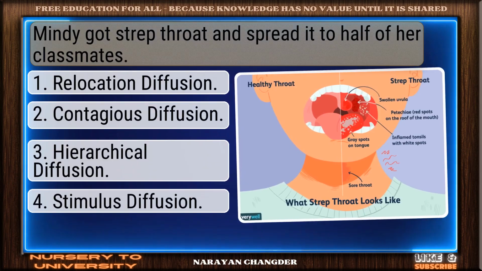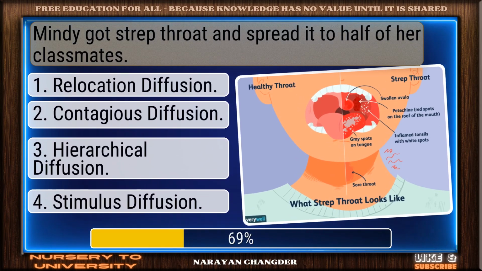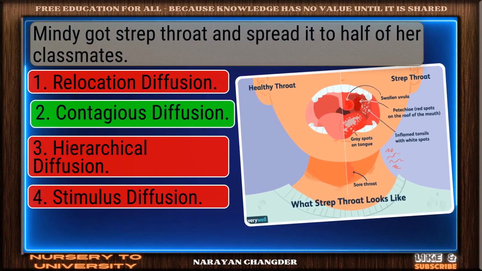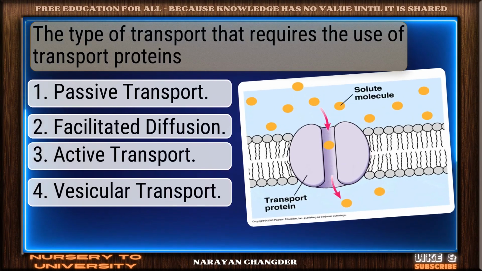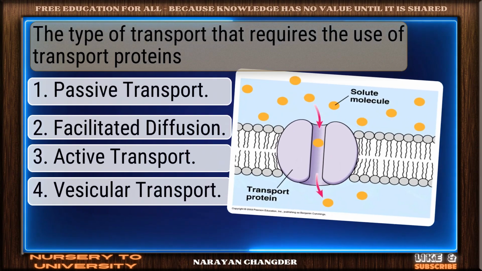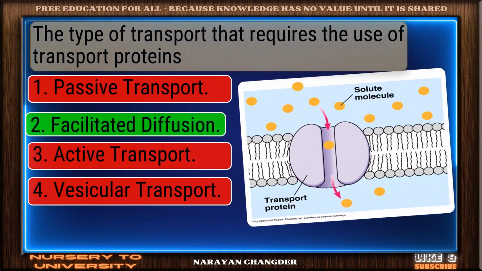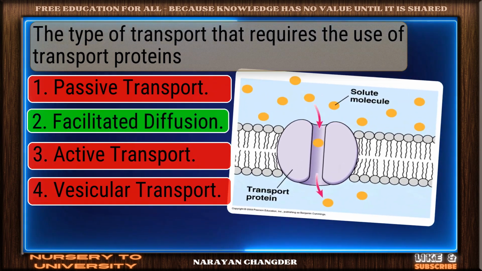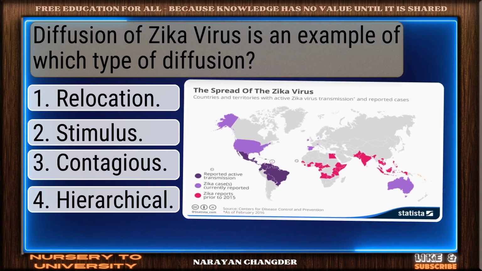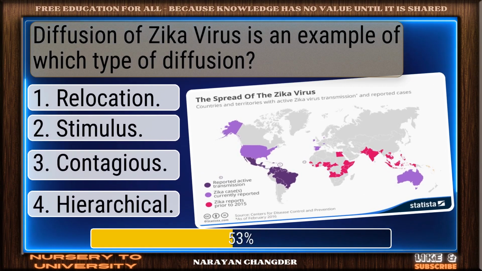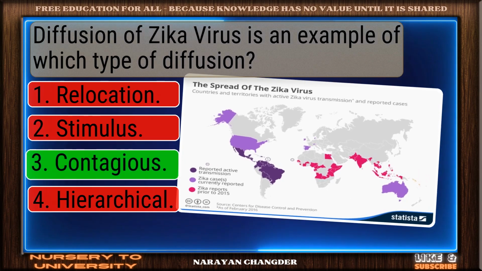Mindy got strep throat and spread it to half of her classmates. Solid response. Contagious diffusion is a valid choice. The type of transport that requires the use of transport proteins. Good job. Your answer facilitated diffusion works well here. Diffusion of Zika virus is an example of which type of diffusion? You chose contagious, and it is correct.